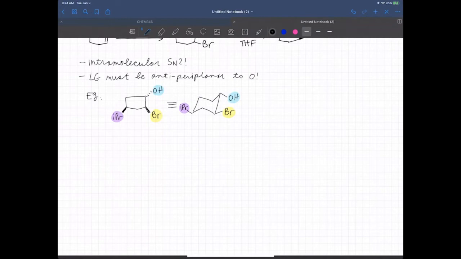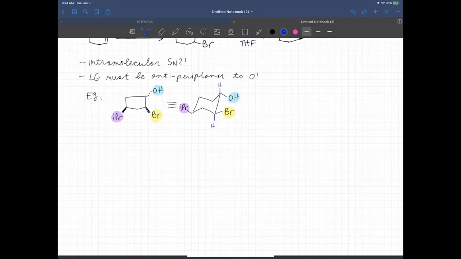Okay, now, with that being said, I can see that my hydrogens here, right? They are sort of like anti-periplanar. Here, right? This whole part here is anti-periplanar.